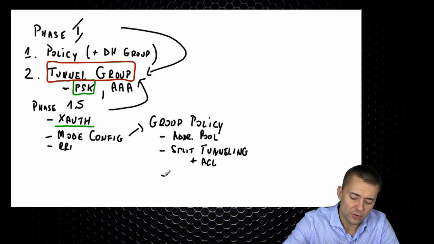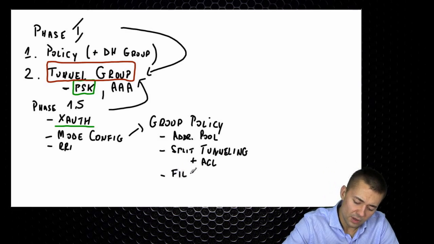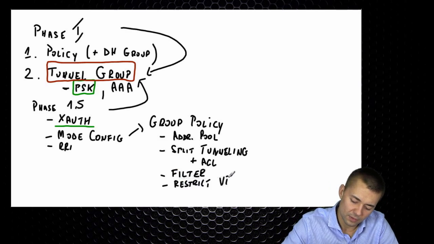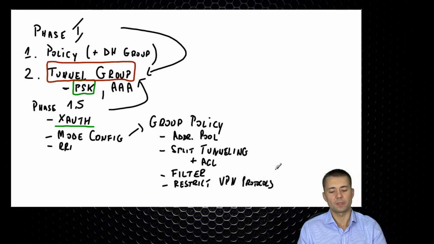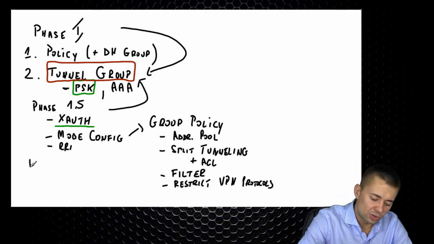You can also define some other options such as a VPN filter, or maybe restrict the protocols used for connection, such as this group policy can be only used when IKEv1 was used for negotiation, or maybe IKEv2. In our case, I'm going to leave this setting. It's going to allow IKEv1 automatically. And then phase 2 is going to follow.